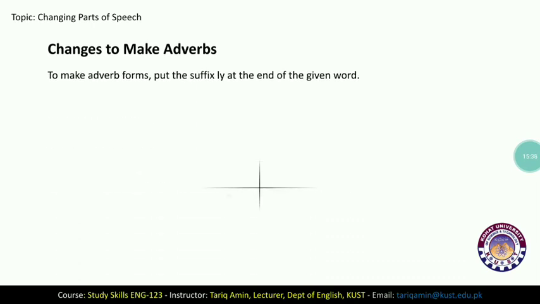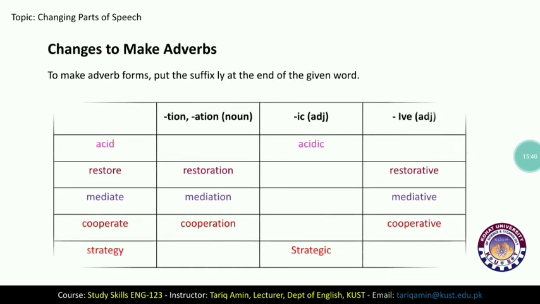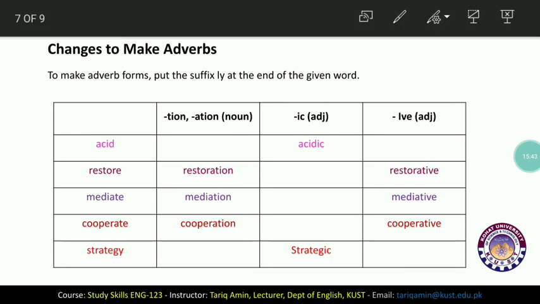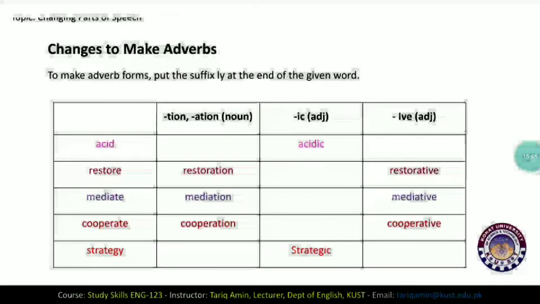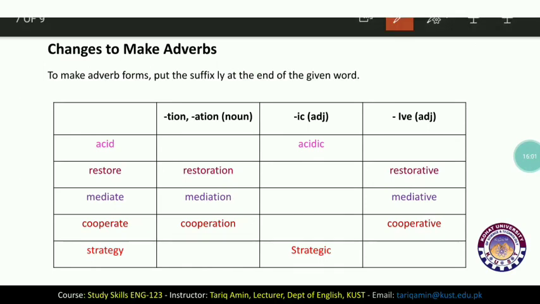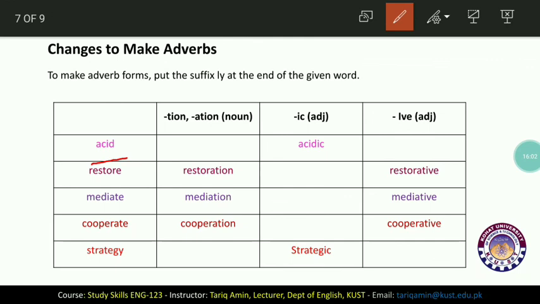Now, changes to make adverbs. Okay, in the previous slides, we discussed some of the examples of interchange of parts of speech. These are some other examples of interchange of parts of speech. For example, the first example that we are going to discuss in this slide is acid. And when we add the suffix ic to it, it becomes acidic, and it becomes an adjective.